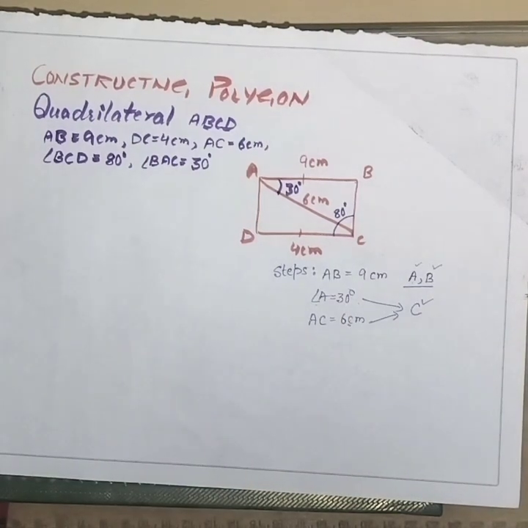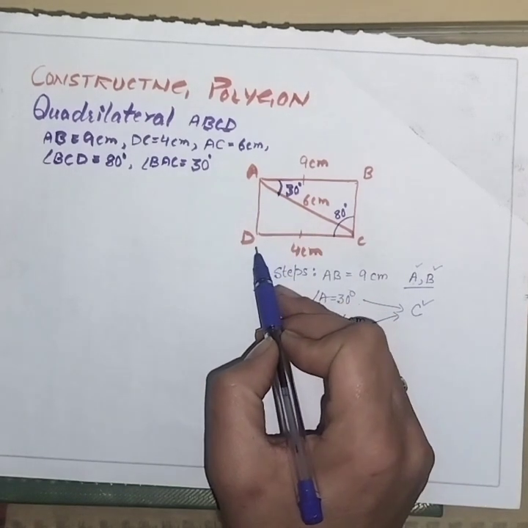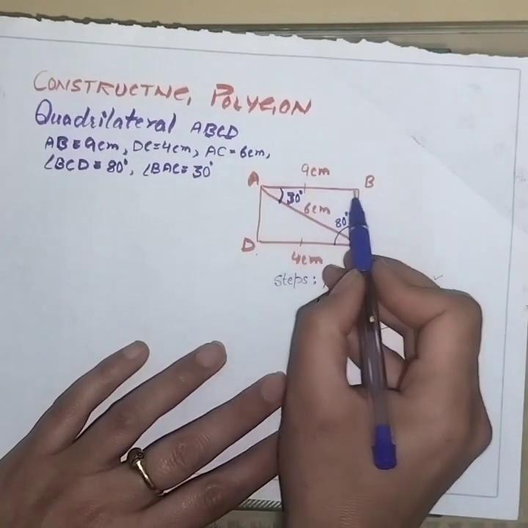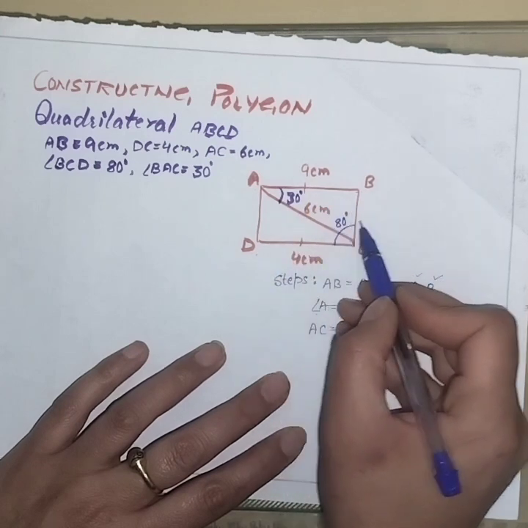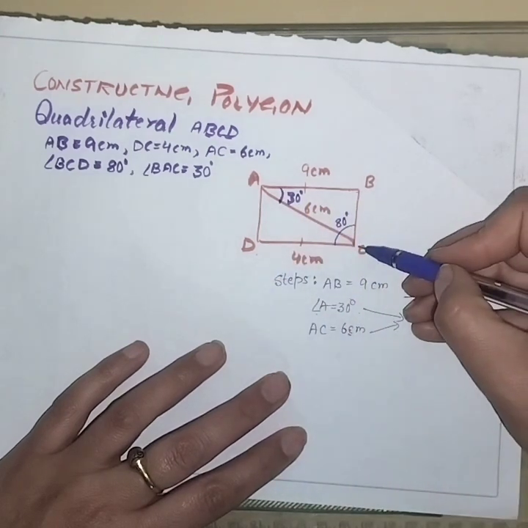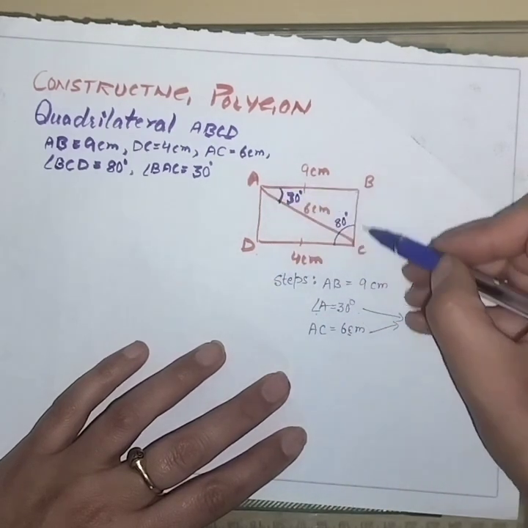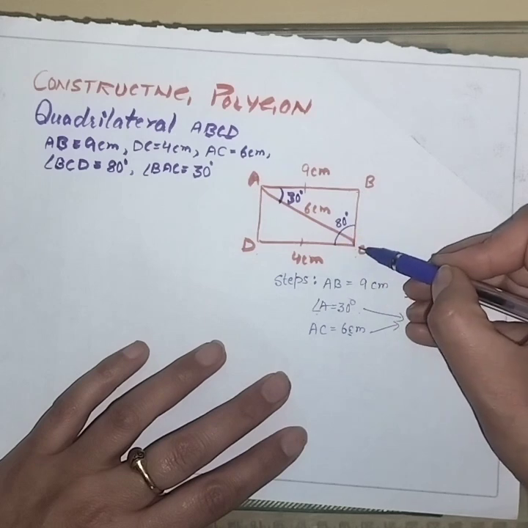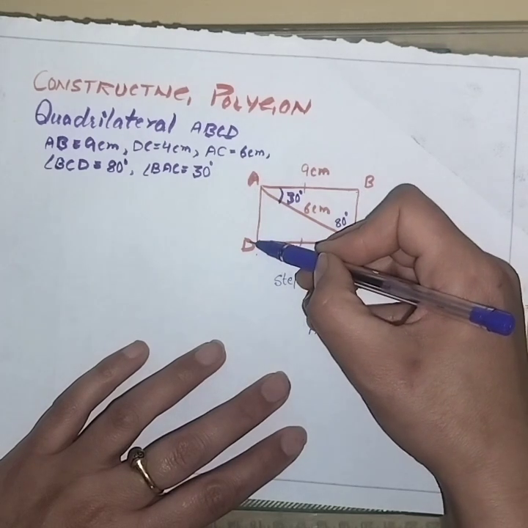Okay, now we have to find out what? D. Okay, so basically this portion of the triangle would be ready. C. Now once we have C, we have ABC. On BC we can draw 80 degree and we can get the direction for D.